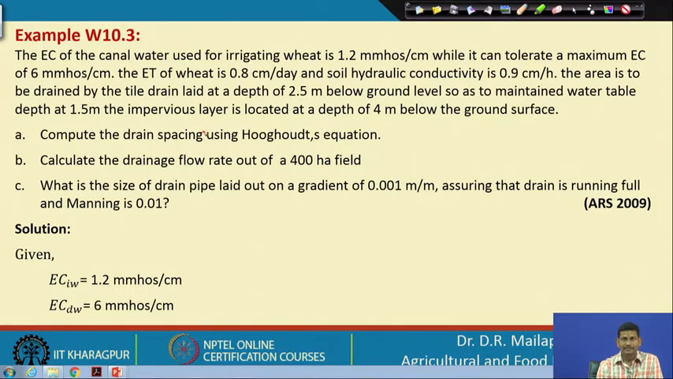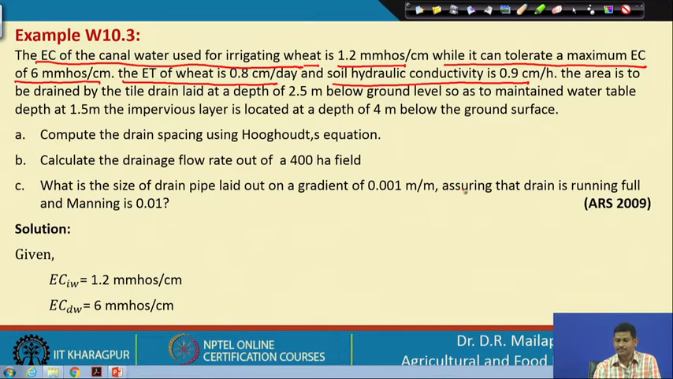So, this is a leachate requirement problem. The EC of the canal water used for irrigating a wheat crop is 1.2 millimoles per centimeter. This is the electrical conductivity of the irrigation water, while the crop can tolerate a maximum EC of 6 millimoles per centimeter. This is regarding the soil. Then ET is 0.8 centimeter per day and the soil hydraulic conductivity is 0.9 centimeter per hour.